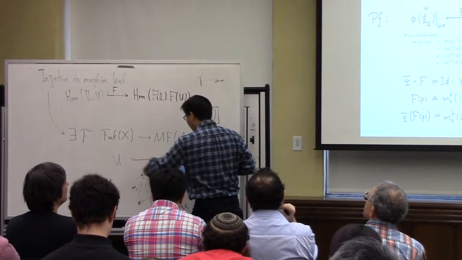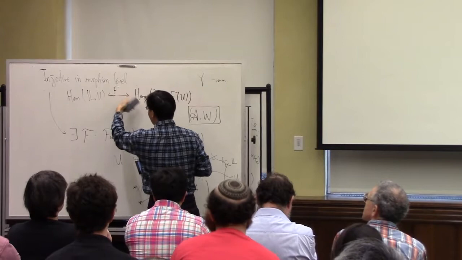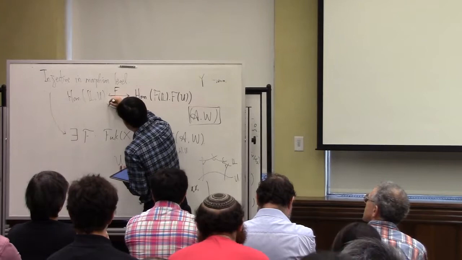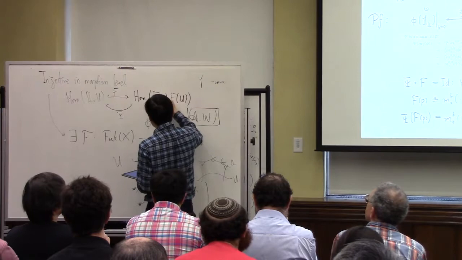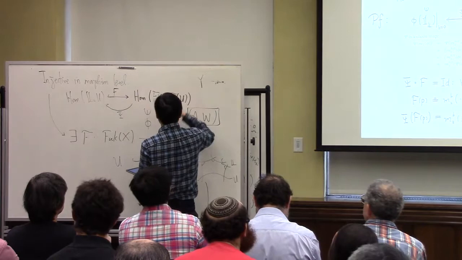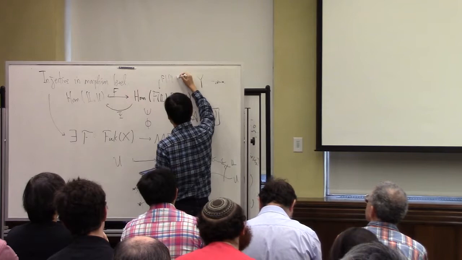So these are the image matrix factorizations corresponding to L and U, and I want to say that this direction is injective. So what I need to do is build a right inverse to this functor, and this is what I call psi. I want to define this psi, and the definition is very natural. Let's say we have an element in here, let's call it phi. Recall that this matrix factorization of L is just the Lagrangian Floer theory between L and itself, the Floer theory of L deformed by b with itself.